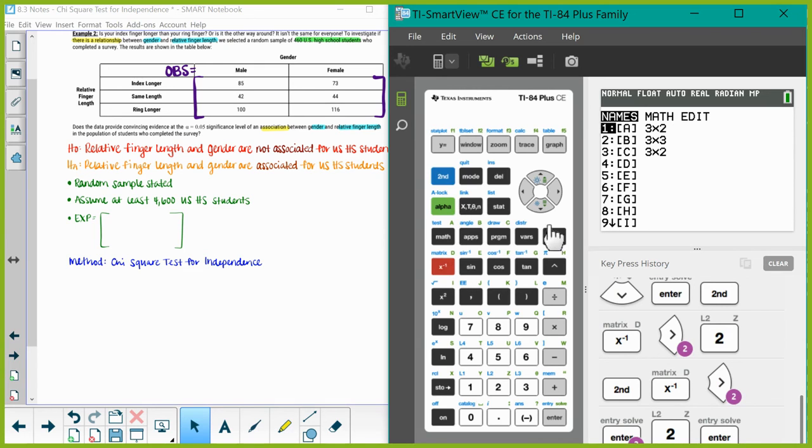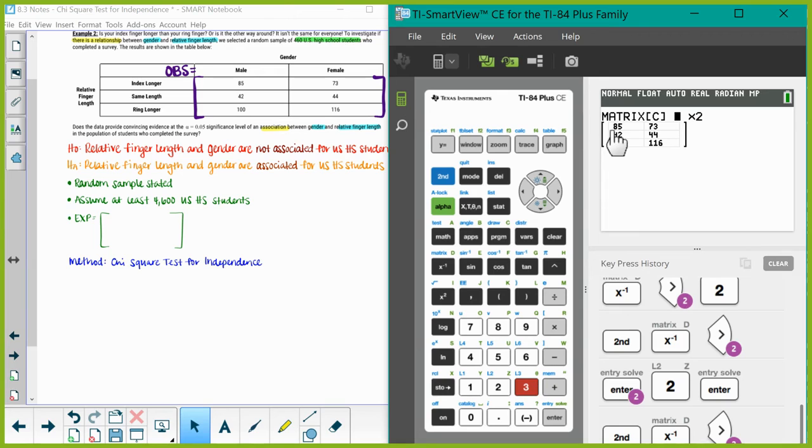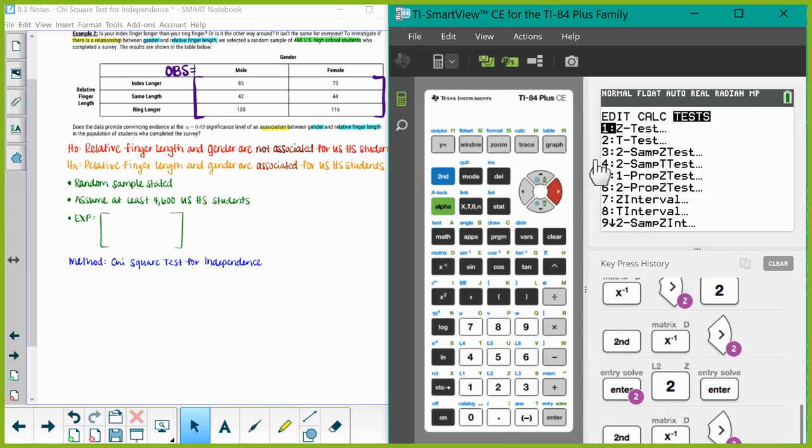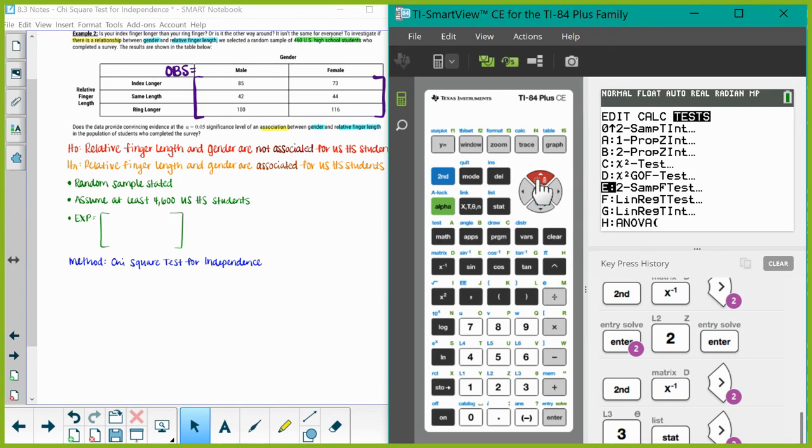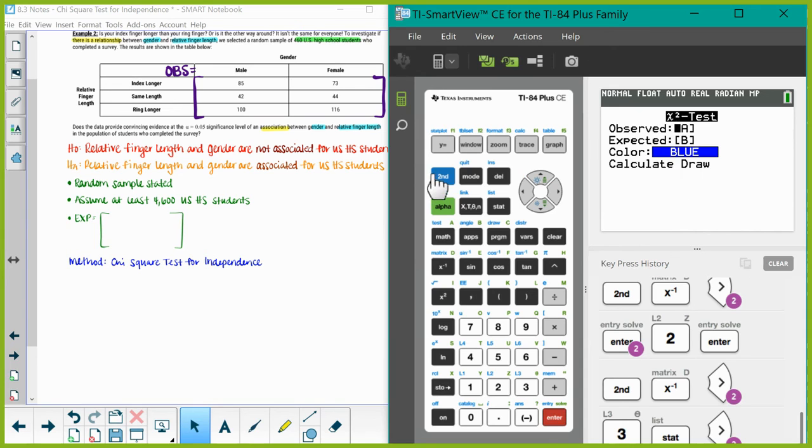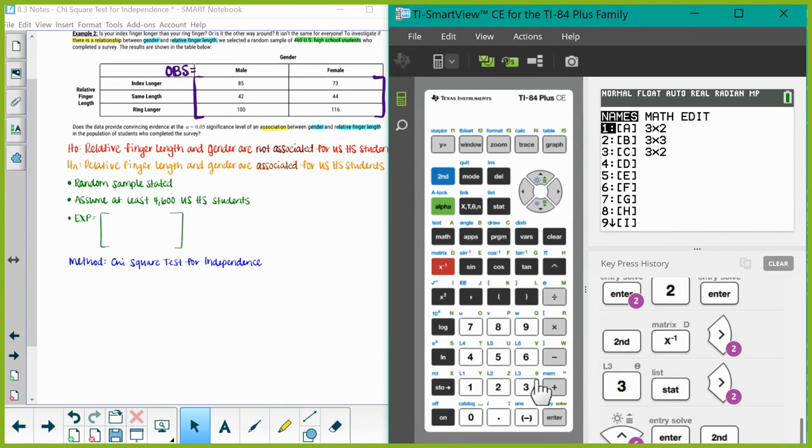I'm going to double check that my matrix C has the correct values. So 85, 73, 42, 44, 100, and 116. That's usually an important step because sometimes we will type 10 instead of 100, and it really messes up all of our values. So I go ahead and I'm going to run my test. So stat, tests, I'm going to go up to test C. And for me, I'm going to go ahead and change this to be matrix C.